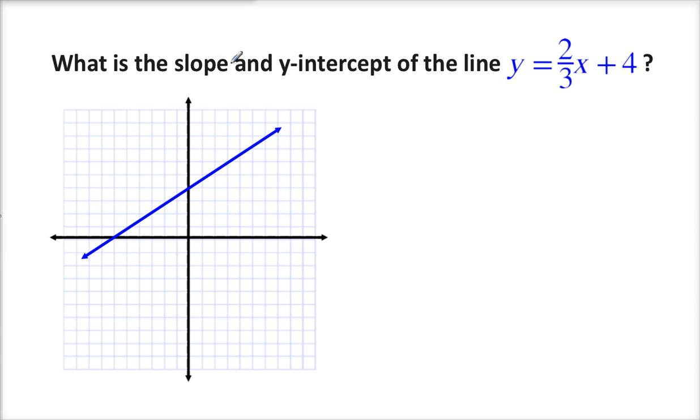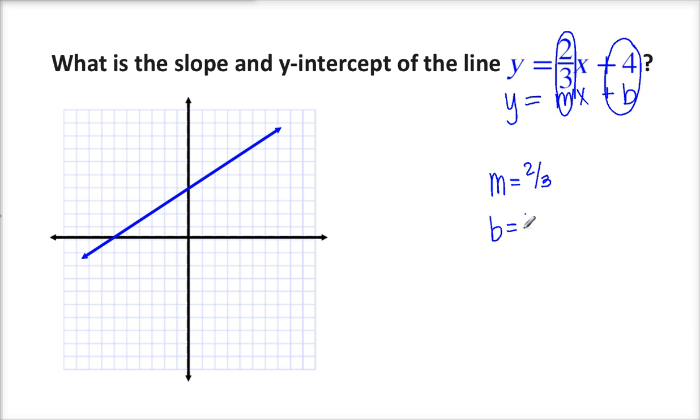So we're asked, what is the slope and the y-intercept of the line y equals 2/3 x plus 4? Well, it's looking like this equation is set up in slope-intercept form, which is y equals mx plus b. So if I can line this up with slope-intercept form, then I simply need to match the different parts of my equation to the things that I want to know. So slope is represented by m, so the slope of this line is 2/3. And the y-intercept, which is represented by b, is a positive 4.